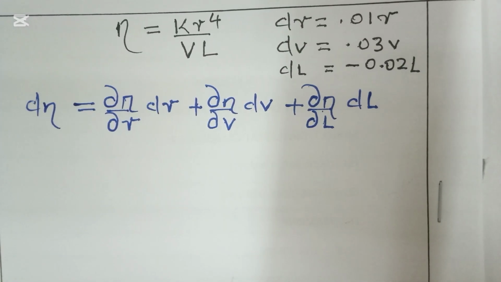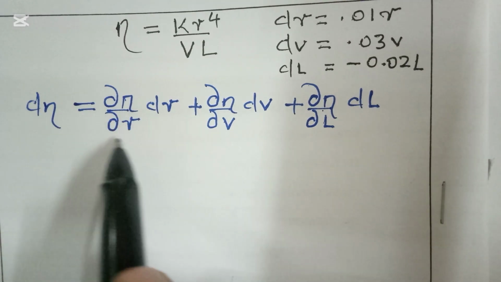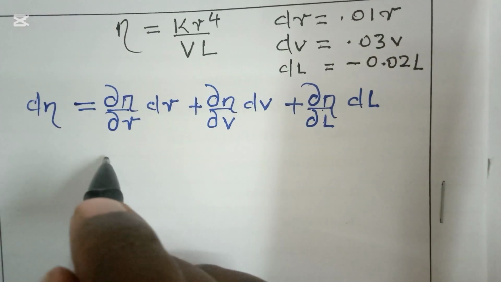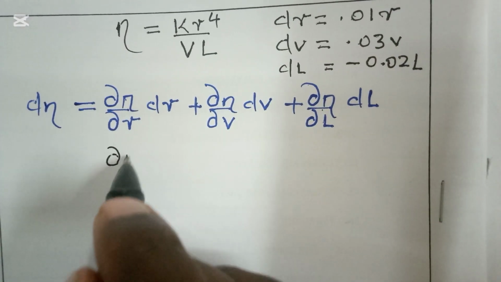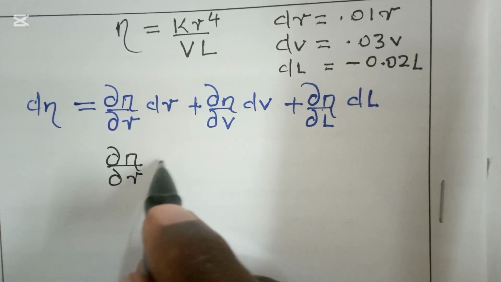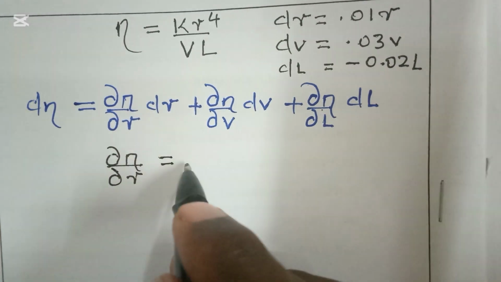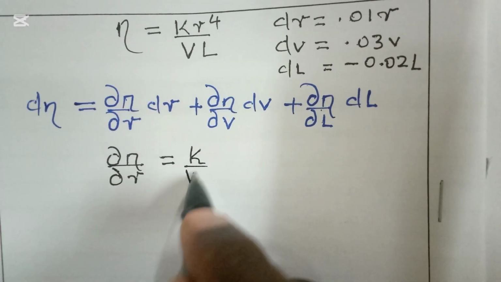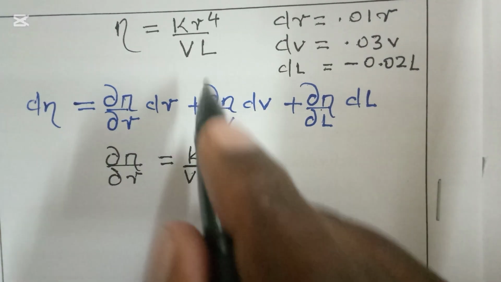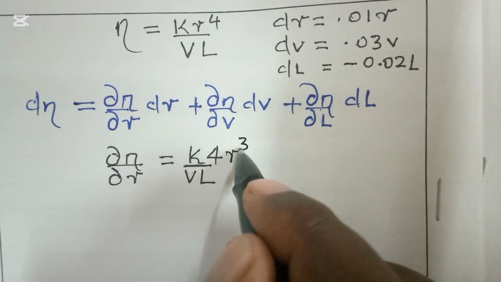The first thing we are going to look for is the partial derivative of eta with respect to R from this equation. We are going to get K over VL; we consider K and VL as constant at this time. Then when you differentiate R to the 4, you get 4R cubed.